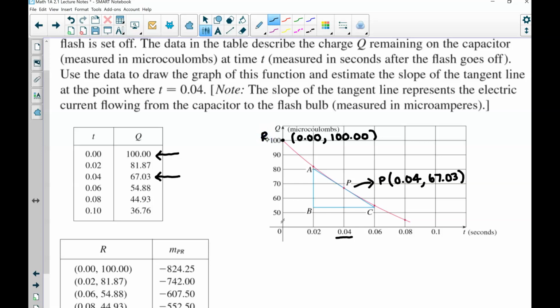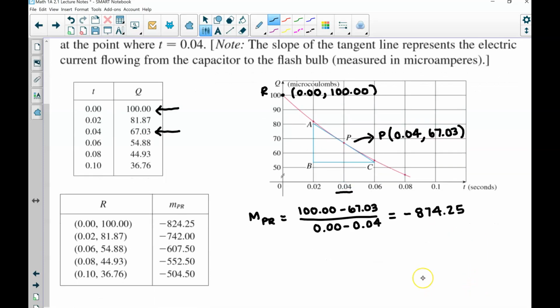And what we want to do is find the slope of that line. So we're going to start out here and write down the slope of PR. We have our y1, which is 100, minus y2, which is 67.03, and then we're going to divide that by x2 minus x1. And that gives us a slope of negative 874.25. So you can see here that that gives us the slope when we're using the point 0.00, 100.00.